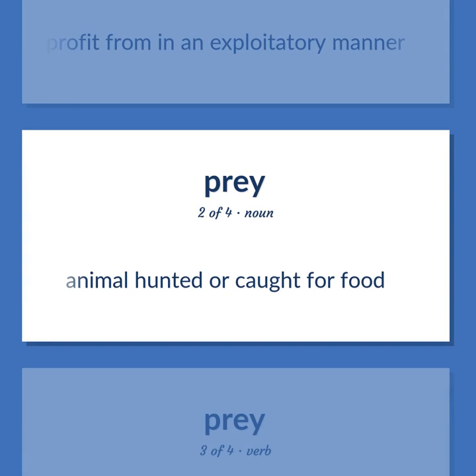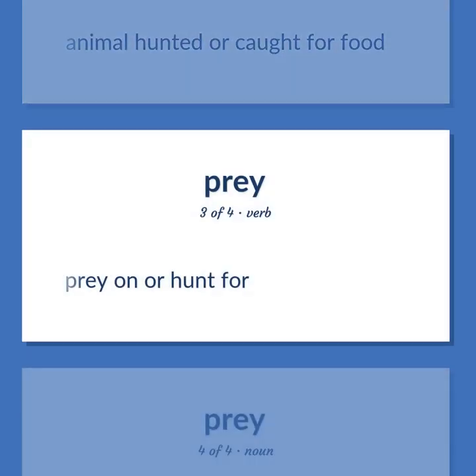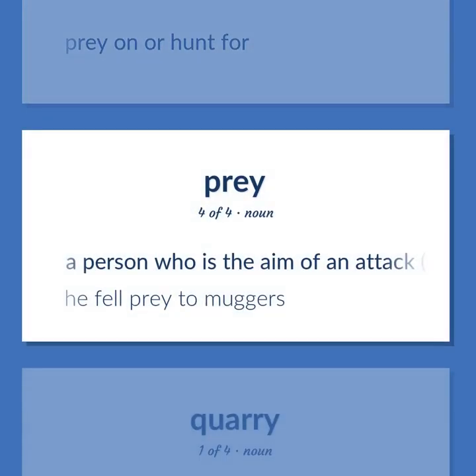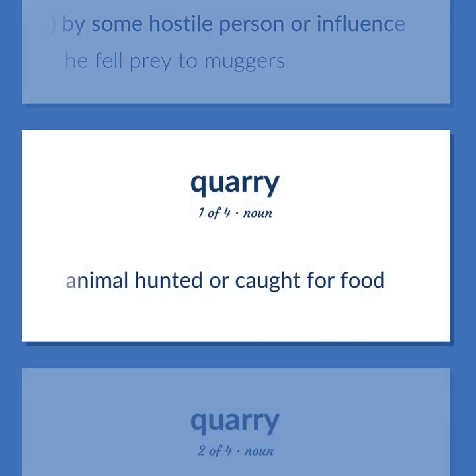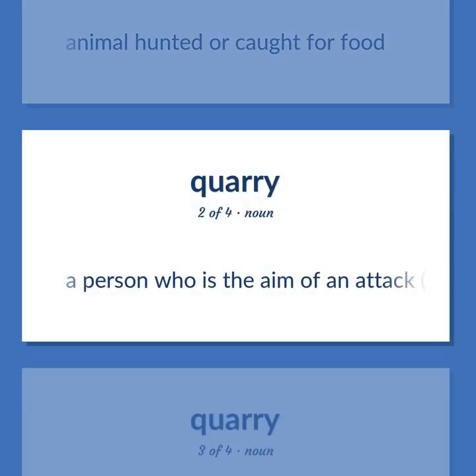Animal hunted or caught for food. Prey on or hunt for. A person who is the aim of an attack, especially a victim of ridicule or exploitation, by some hostile person or influence. He fell prey to muggers. Animal hunted or caught for food. A person who is the aim of an attack, especially a victim of ridicule or exploitation, by some hostile person or influence.